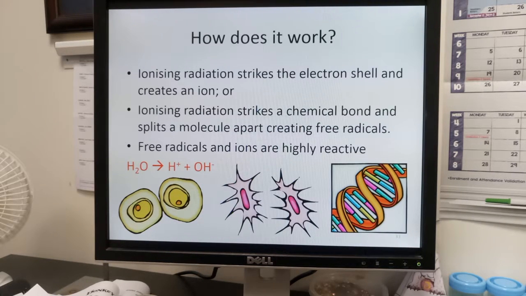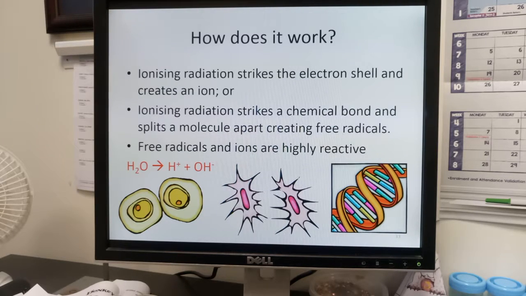And how does it work? So the ionizing radiation is going to knock an electron, like a valence electron, out, turning it into an ion, or it strikes a chemical bond and splits molecules apart and creates these things called free radicals, like oxygen. An example would be the oxygen free radical. If it's just oxygen by itself, not bonded with another molecule, it's really reactive.